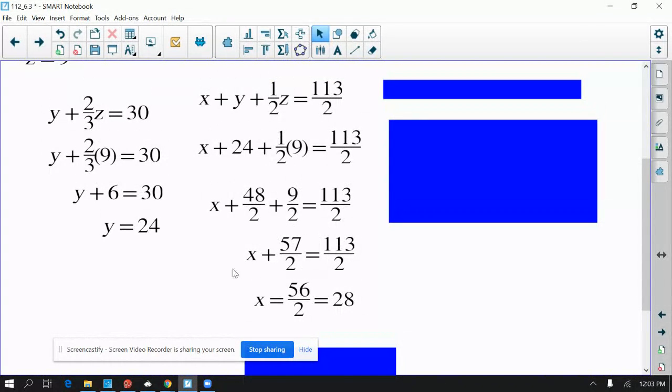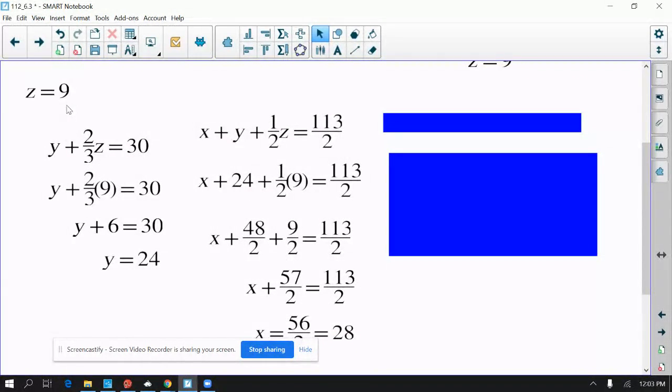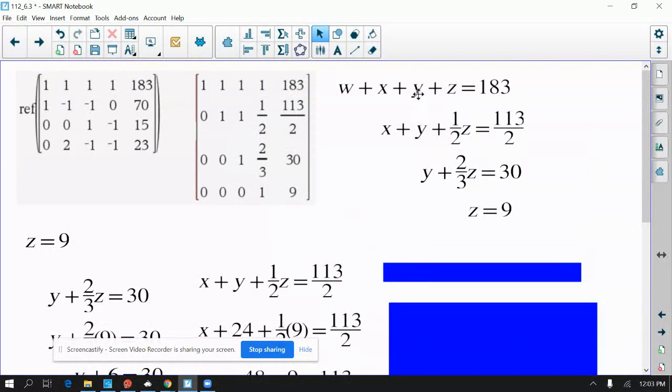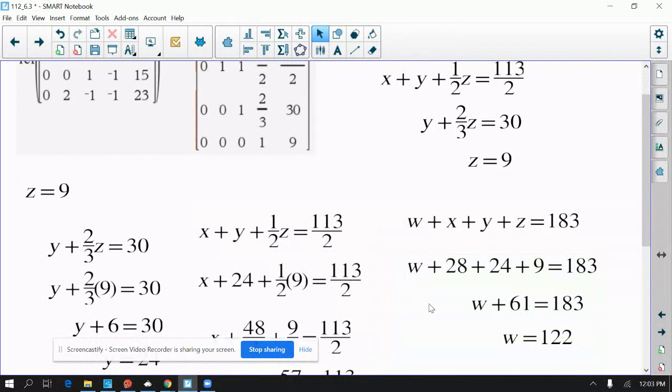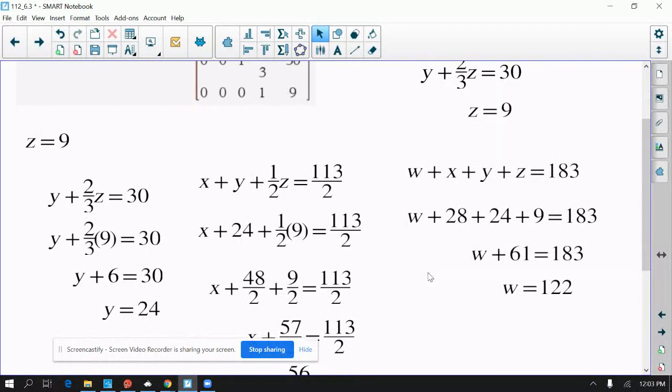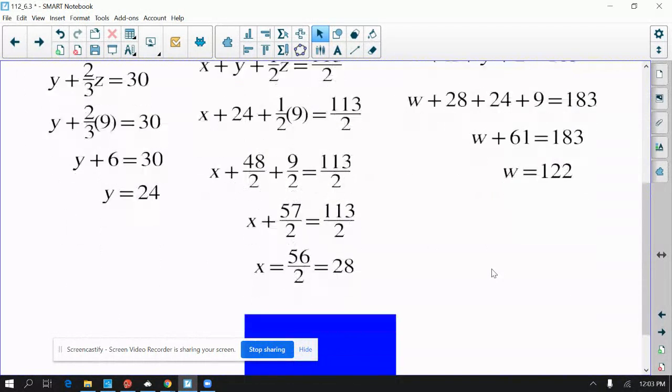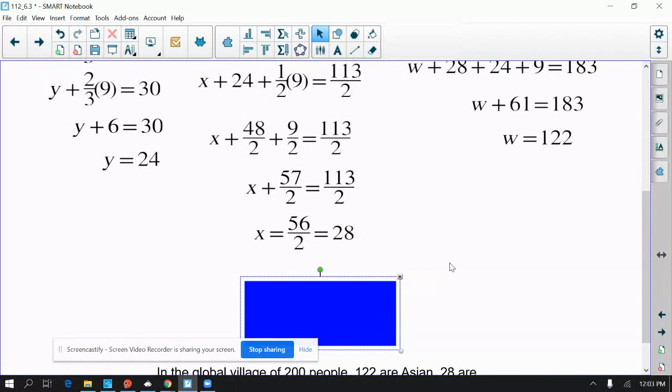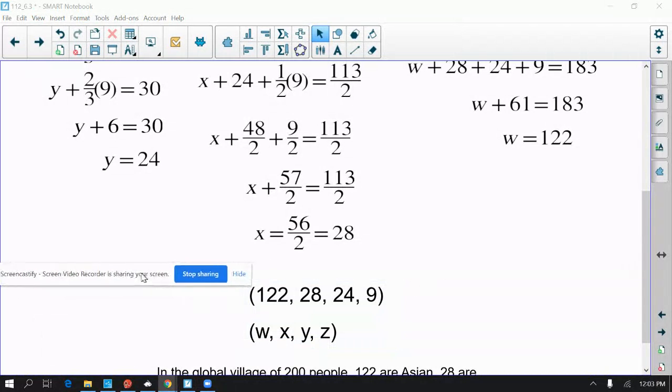Now I know X. I know Y, and I've known Z for a while now. I know X, Y, and Z. So I go to the top equation to find W, and I replace X, Y, and Z with their appropriate values, and I discover that W is 122. And so that's how we get our answer.